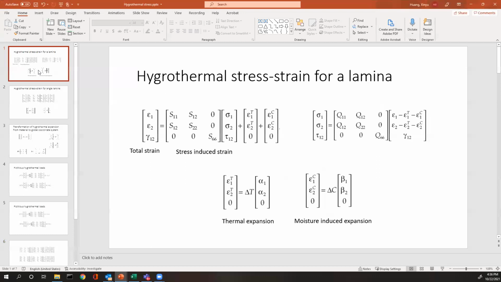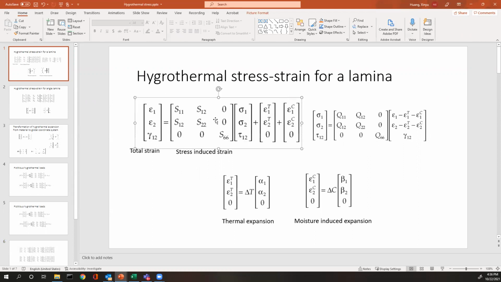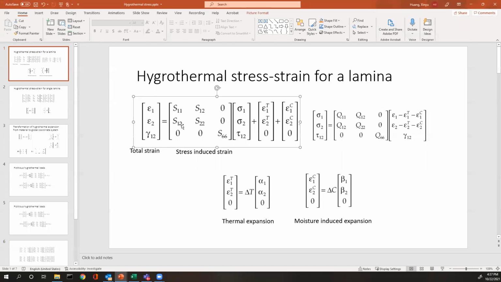So the rationale for calculating the hygrothermal effect is this. This is a fundamental rationale. It basically says the total strain of any layer is the sum of 3 effects. The 3 effects are the mechanical effect, the stress-induced strain. The second column is the temperature effect. The third column is the moisture effect. So the total strain you observe in the layer is the 3 effects added together.